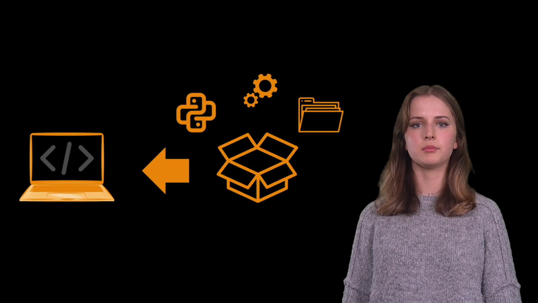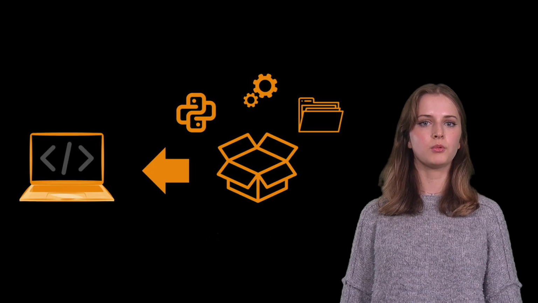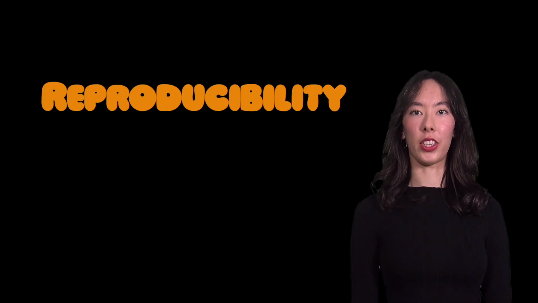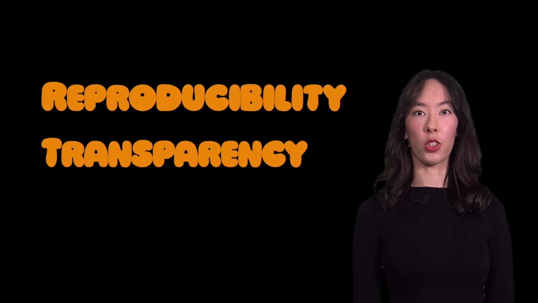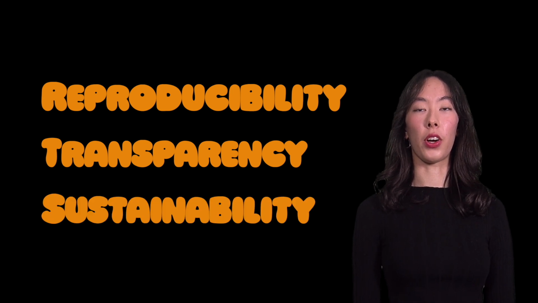The key idea is simple. If it runs inside the container on your machine, it will run the same way on anyone else's machine. That's reproducibility. In open science, we care about reproducible results, transparent workflows, and making sure our research code remains usable in the long term. Docker helps with all three.